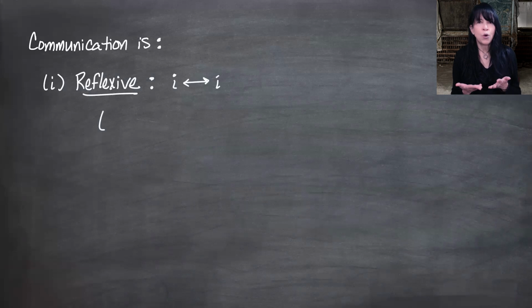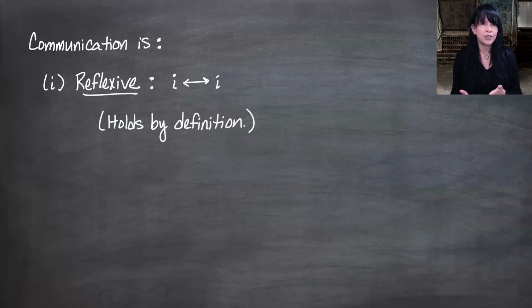And this holds by definition because we just said that you can always go from I to I in 0 steps. So you can get there with some positive probability as long as we're allowing for 0 steps, and then you can get back in 0 steps. So this just holds by definition.